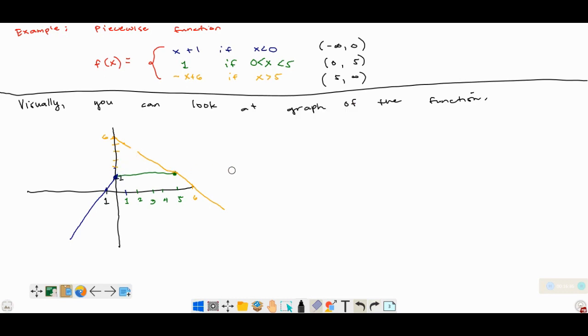Yan. Tapos, yung kasunod, from 0 to 5. So, si green, dapat 0 to 5 lang siya. Okay naman. Hindi naman tayo nag-extend. But for the third function, dapat from 5 to positive infinity lang siya. So, ito, hindi to kasali. Yan. So, our piecewise function is represented by this graph.